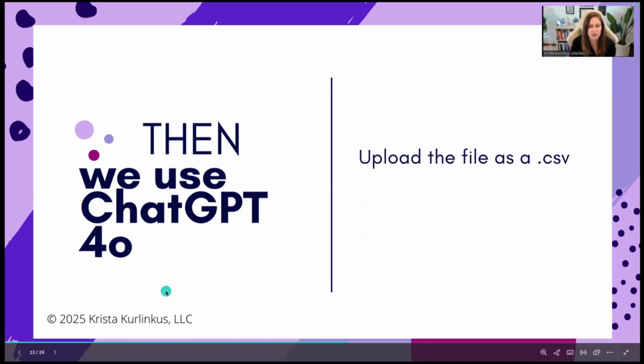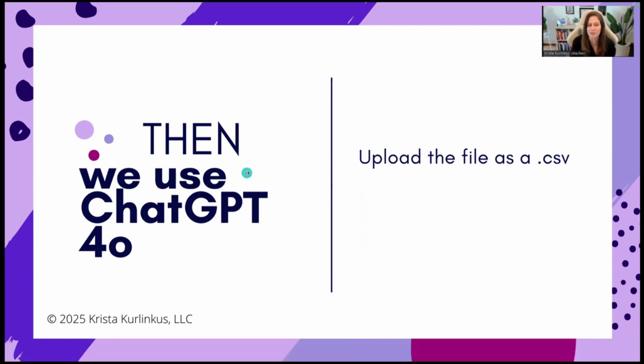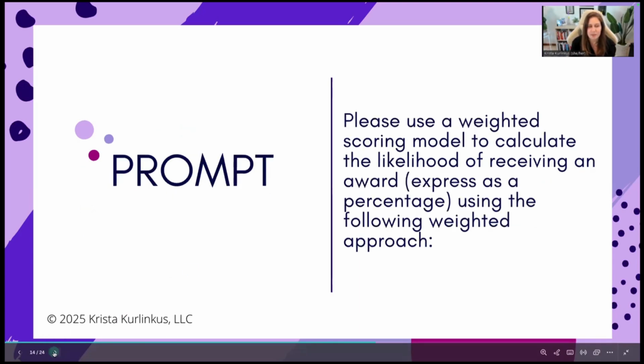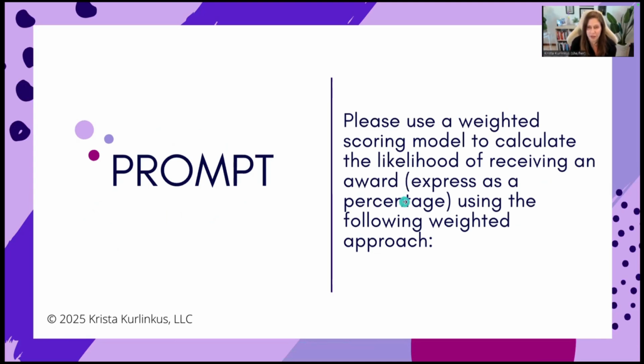So what you're going to do is take that Excel spreadsheet, however you downloaded it, and save it as a CSV. You're going to put that into your ChatGPT chat with the little arrow button in the chat. And then you're going to give it this prompt. Please use a weighted scoring model to calculate the likelihood of receiving an award, and then the instructions: express as a percentage using the following weighted approach.